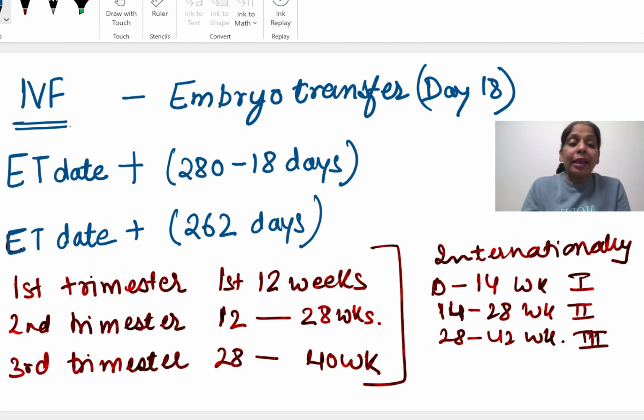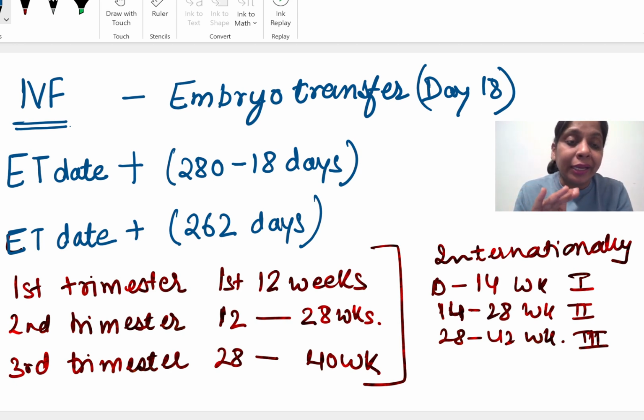For example, embryo transfer was on 1st October. So on 1st October we will add 262 days. We don't know how to add 262 days, so we will add 280 days. We know how to add 280 days, isn't it? 9 months and 7 days. So if 1st October was the LMP, then the EDD will be 8th May, isn't it? 9 months 7 days will be 8th May.